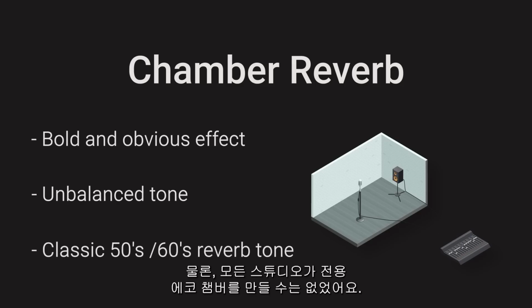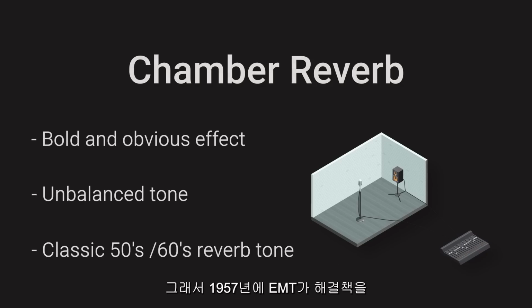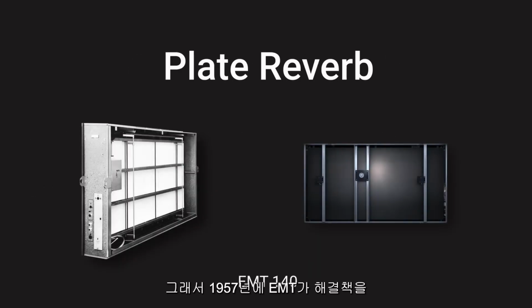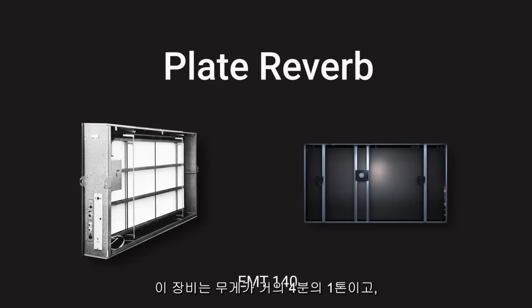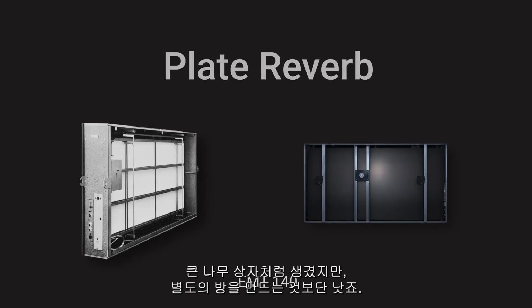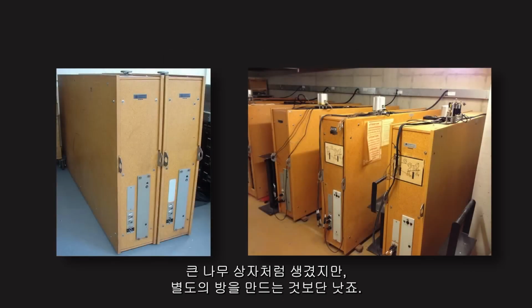Of course, not every studio could build their own dedicated echo chamber, and in 1957 EMT came up with a solution called the EMT 140 plate reverb. It weighs almost a quarter of a ton, and it's a large wooden box, but it's better than building a separate room. So how does this create reverb?